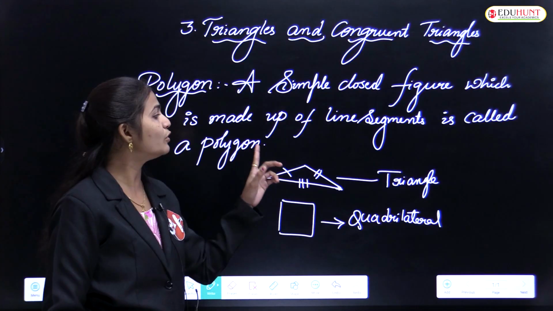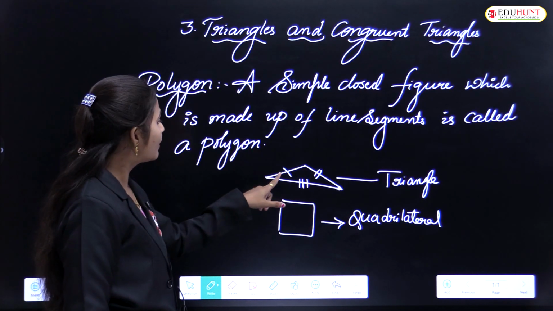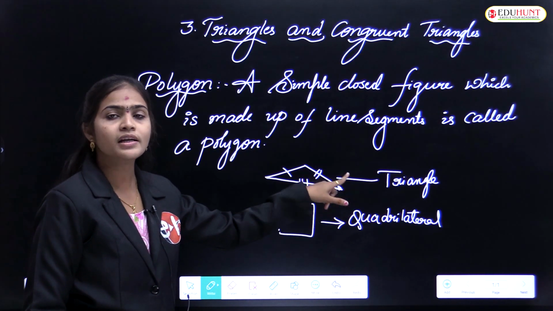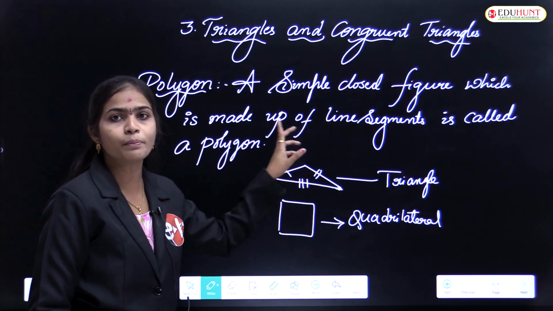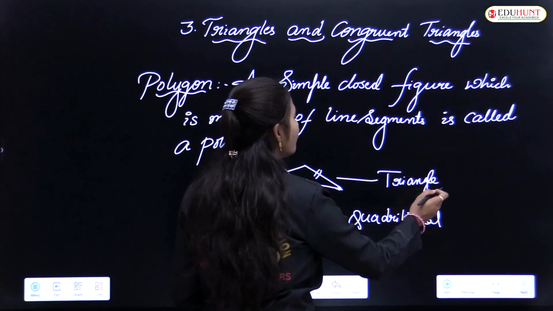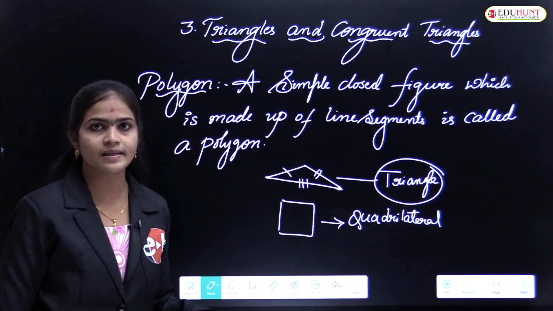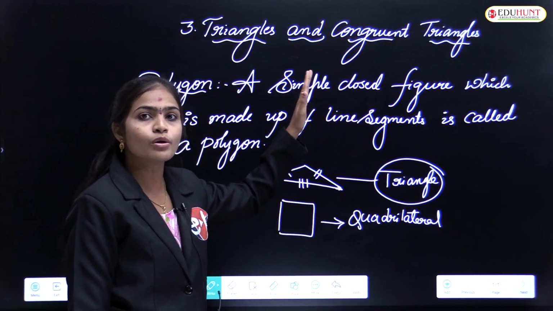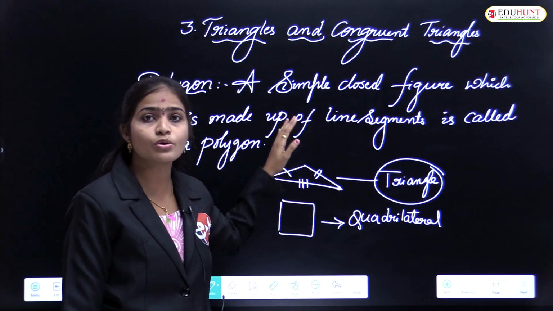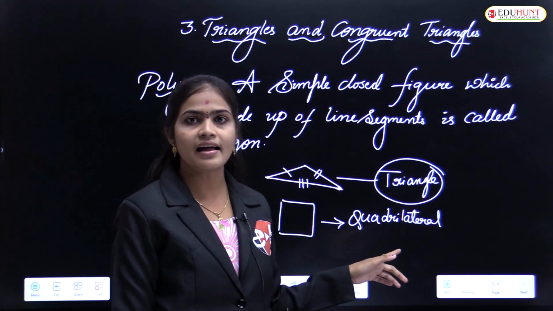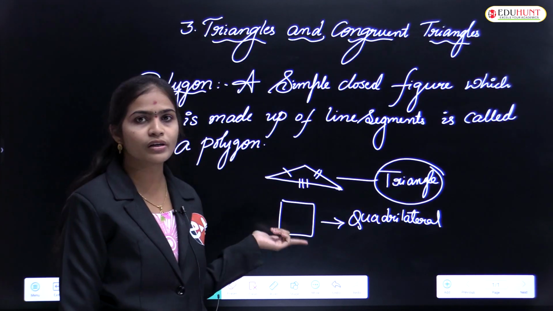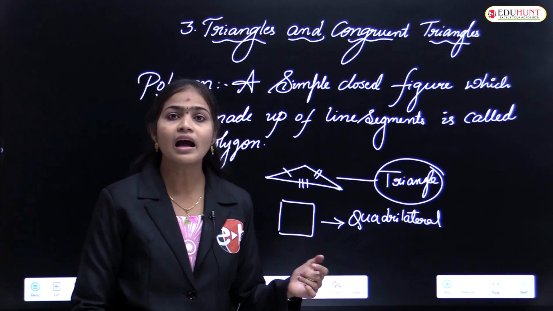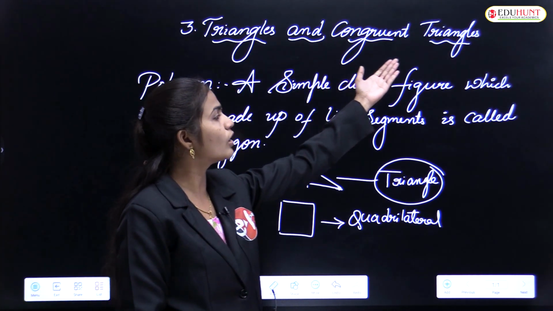Now, why are we discussing this again, madam? Here the first figure in polygons is a triangle. So we can say that a triangle is one of the polygons. Now we will discuss the concept of triangles, and in the same way, congruent triangles. Before discussing congruent triangles, you first have to learn about triangles: what a triangle is and how many types of triangles there are. After learning that, we will go to congruent triangles.